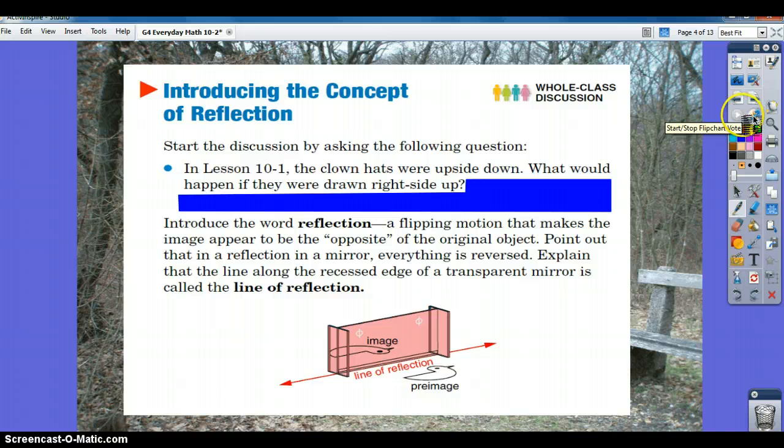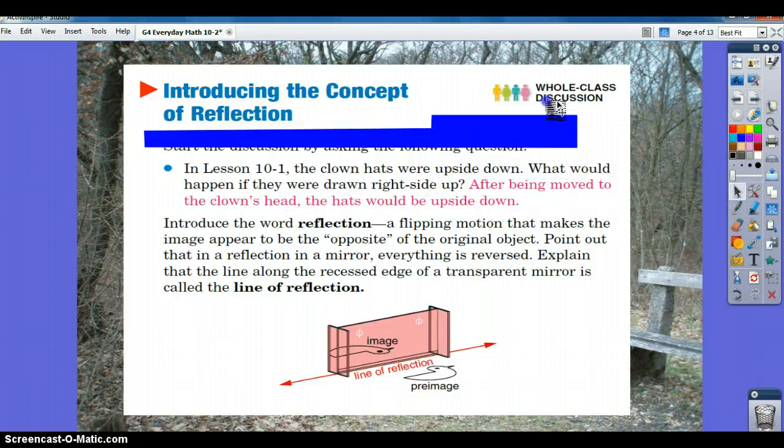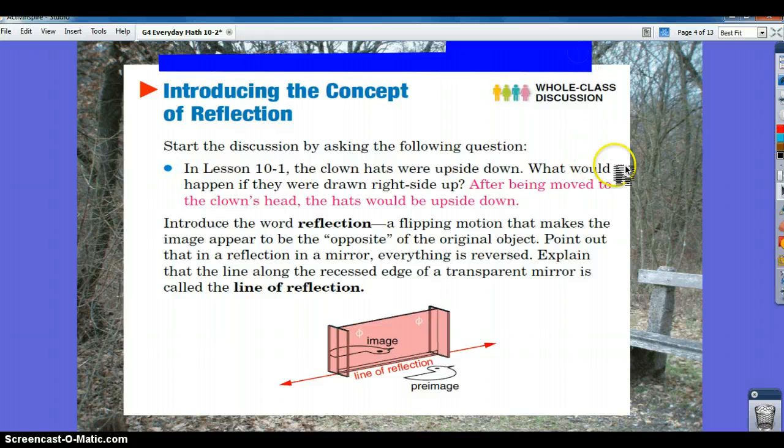The clown hats in lesson 10.1 were upside down. So what would happen if they were drawn right side up? Hopefully you realize that after being moved to the clown's head, the hats would be upside down.